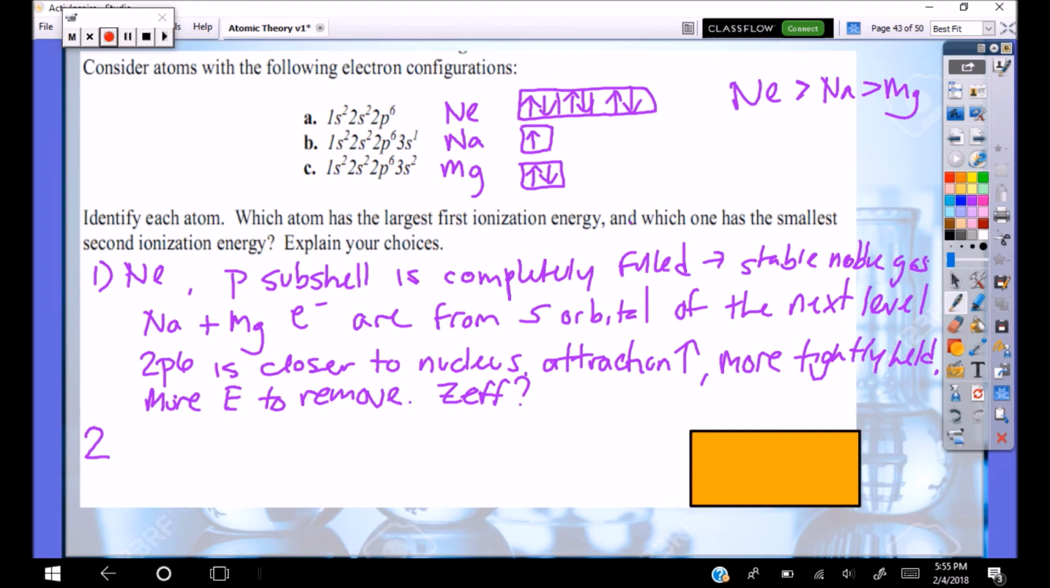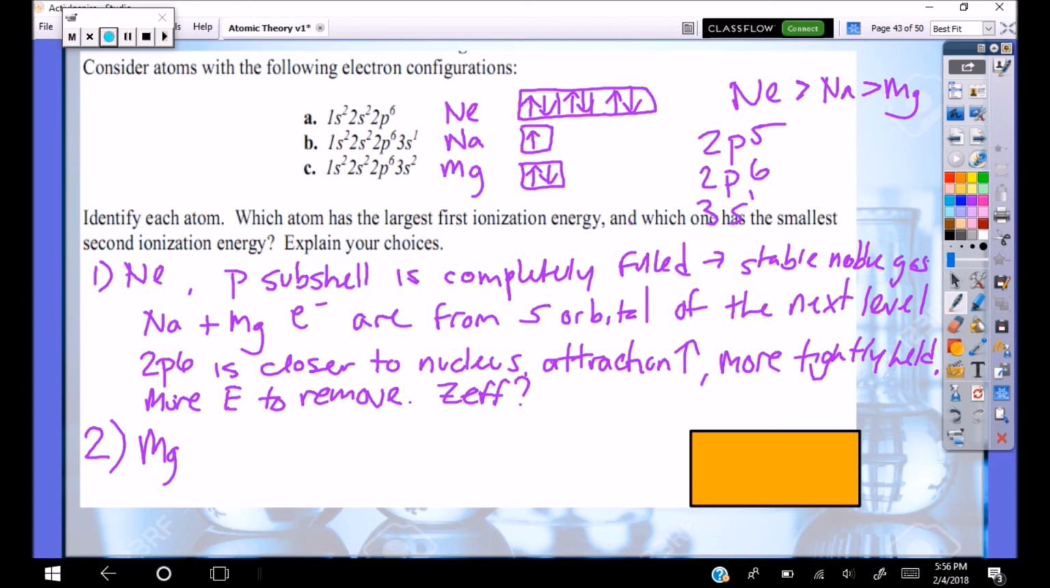All right, smallest second ionization energy. So that one's a little bit harder. So we got to think about which electron we're actually removing here. If we're looking at neon, we'd be removing the 2p5. If we're looking at sodium, we're removing the 2p6 because we've already removed the 3s1. And if we're looking at magnesium, we're removing a 3s1. So the smallest would be magnesium.